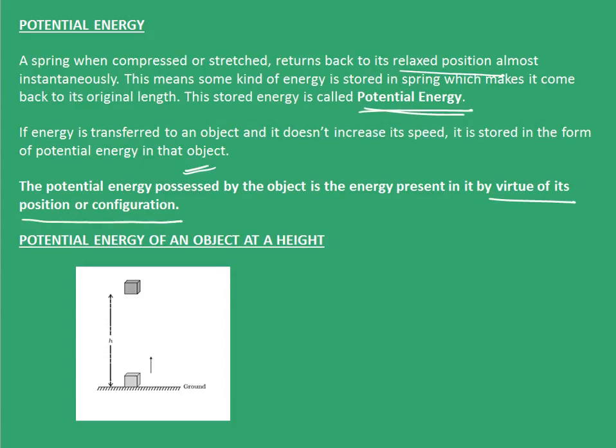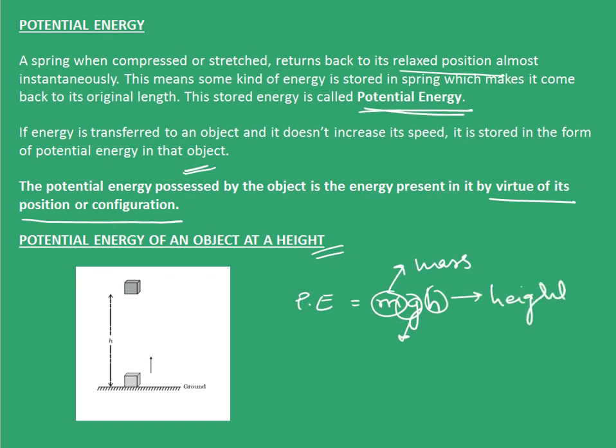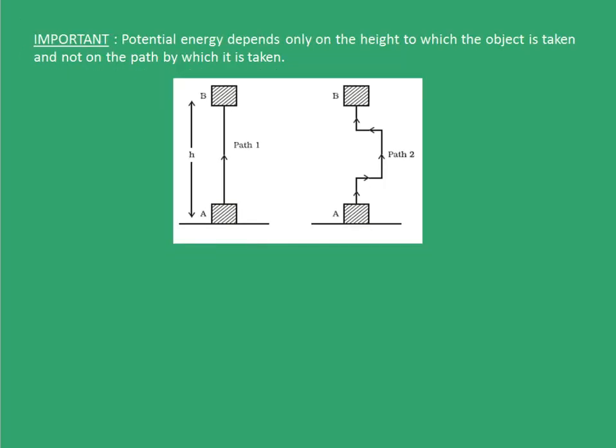Now let's see how potential energy of an object is associated with the height of the object. Potential energy of the object is associated with the height of the object as mgh, where m is the mass of the object, g is the acceleration due to gravity, and h is the height from the surface from where you have to measure the potential energy of the object. Now the important point: potential energy depends only on the height to which the object is taken and not on the path by which it is taken.